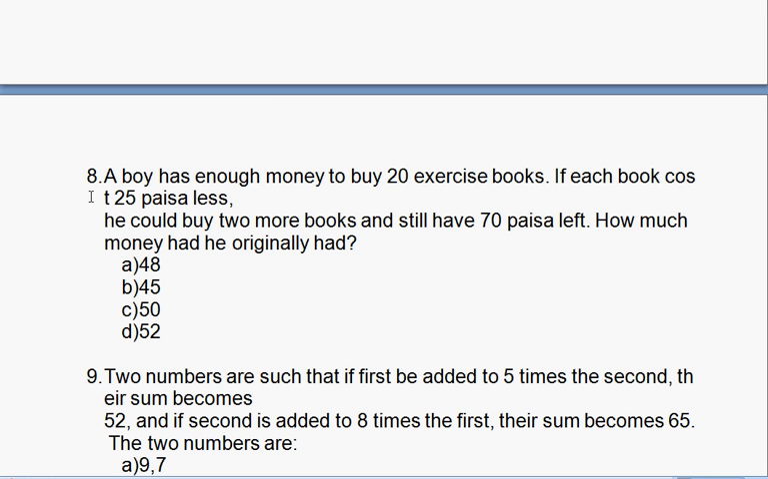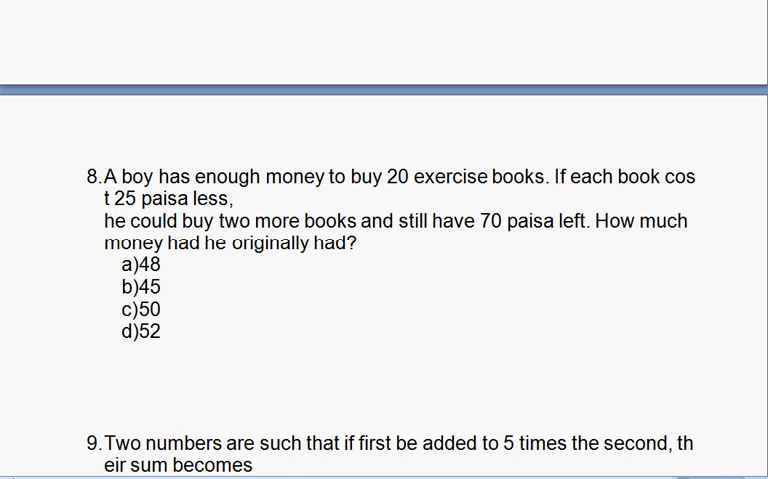a boy has enough money to buy 20 exercise books. If each book cost 25 paisa less, he could buy 2 more books and still have 70 paisa left. How much money he originally had?